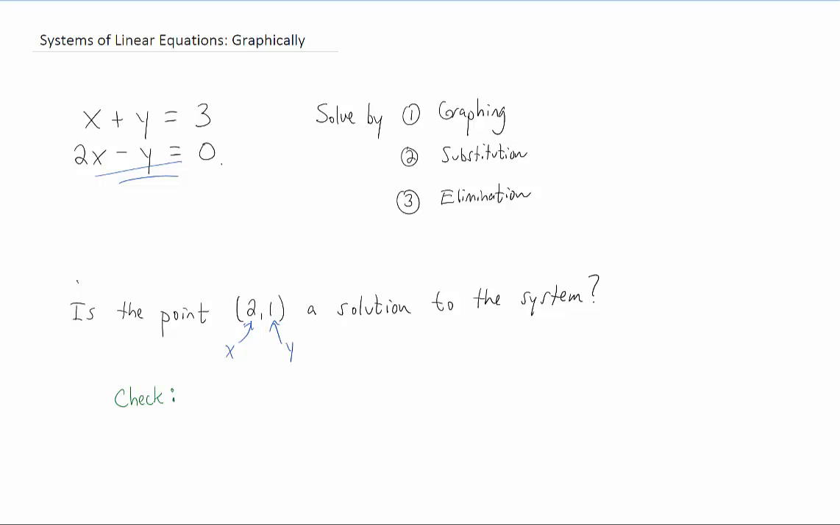The first equation is x plus y equals 3. So that in this case would be 2 plus 1 equals 3, which does check out. If we plug x equals 2 and y equals 1 into the second equation, it becomes 2 times 2 minus 1 equals 0. And that is not a true statement. So since this point does not satisfy both of the equations, it is not a solution to this linear system.